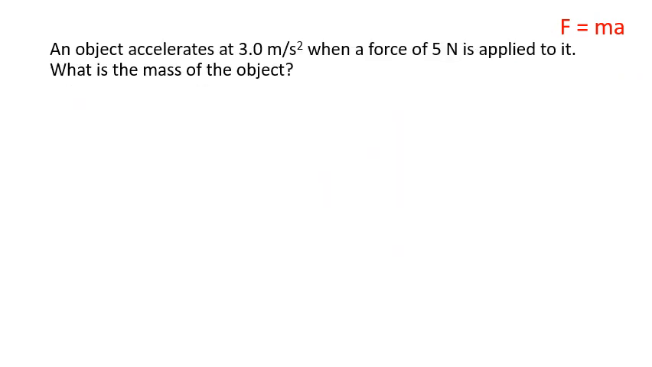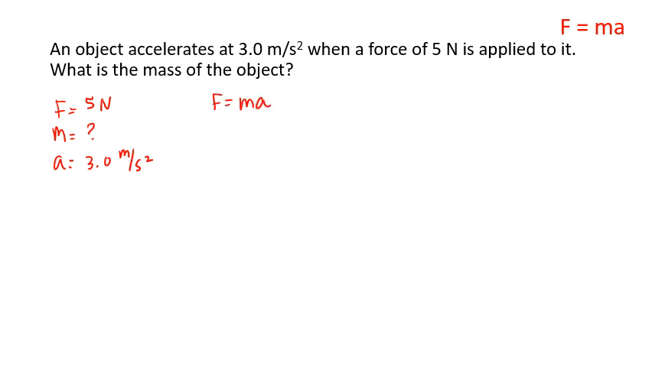On our second problem, an object accelerates at 3.0 meters per second squared when a force of 5 newtons is applied to it. What is the mass of the object? So in this one, it is asking us to solve for the mass. It's given us a force of 5 newtons and it accelerates at 3.0 meters per second squared. Newtons and meters per second squared, those are the correct units. So we just need to plug it into the formula.